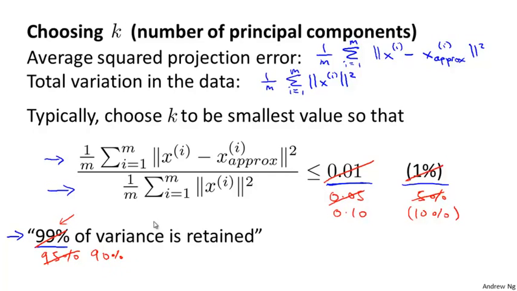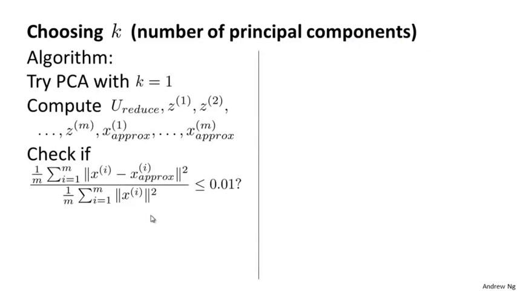So how do you implement this? Well, here's one algorithm that you might use. If you want to choose the value of k, we might start off with k equals 1, and then we run through PCA. So we compute uReduce, compute z1, z2, up to zm, compute all those x1 approx and so on up to xm approx, and then we check if 99% of the variance is retained.